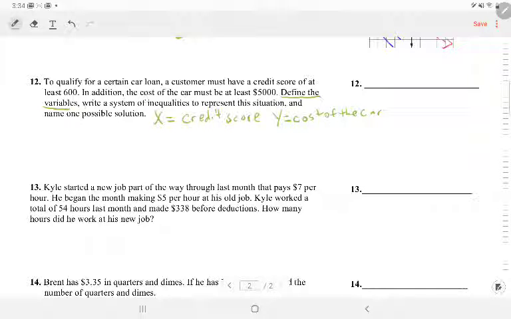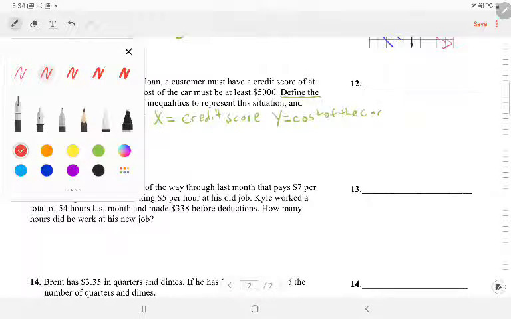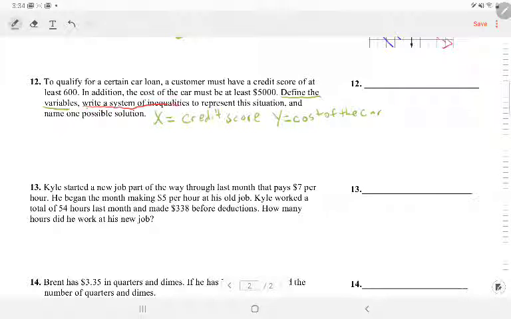Now we need to write a system of inequalities to represent the situation. Okay, so that's next. So I know that the credit score must be at least 600. So it can be more than 600, but it has to be at least 600. Well, that would be x is greater than or equal to 600. Okay? And then I know the car must be at least $5,000. So it could be more than 5,000, but it has to be at least 5,000. So that would be y is greater than or equal to $5,000.